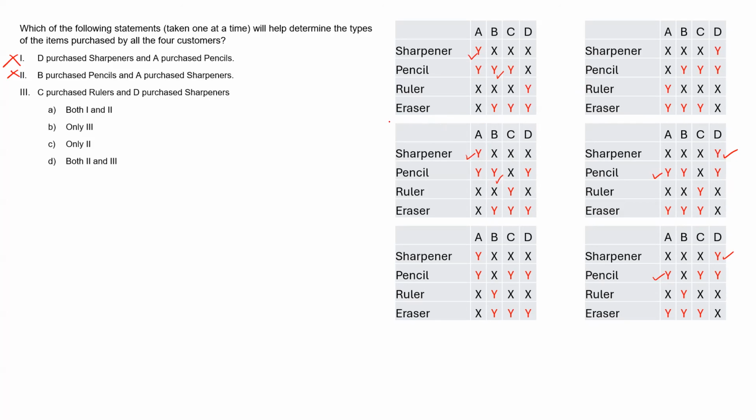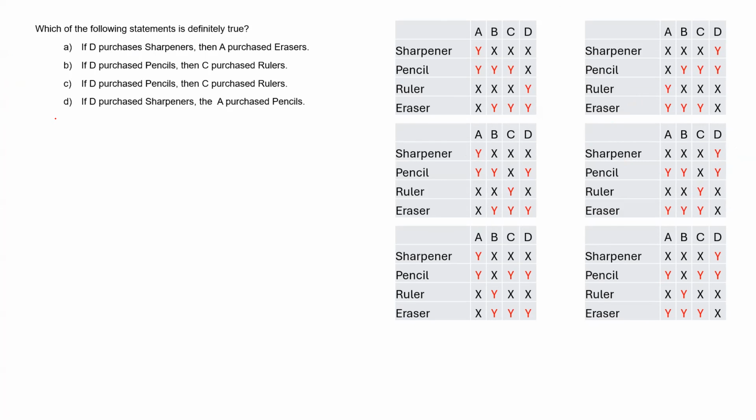Next one, C purchased rulers and D purchased sharpeners. So D purchased sharpeners and C purchased rulers. In this case, she has not purchased rulers. This case, yes. In this case, she has not purchased rulers. So this is not possible. So there is only one possibility of this. So only 3 is the correct answer, because if C purchased rulers and D purchased sharpener, then this is the case that we have, and we will be able to determine the types of items purchased by all the 4 customers. So the answer for this is only 3.